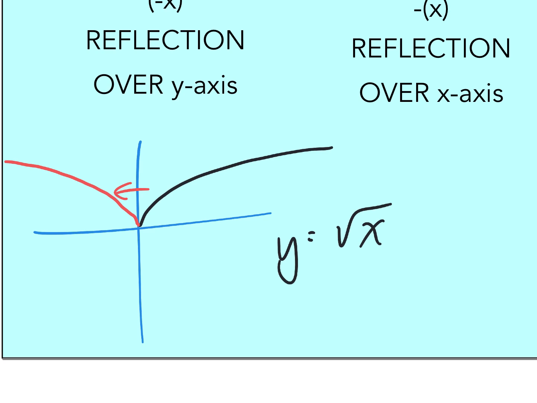That's a left, right, or a horizontal. That would be like if this was square root of x, this red one would have been square root of negative x.